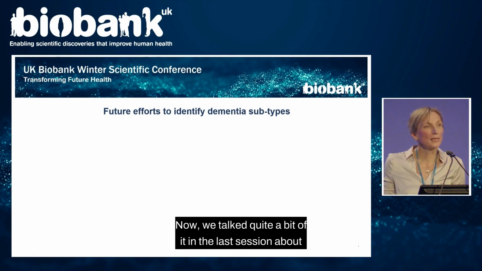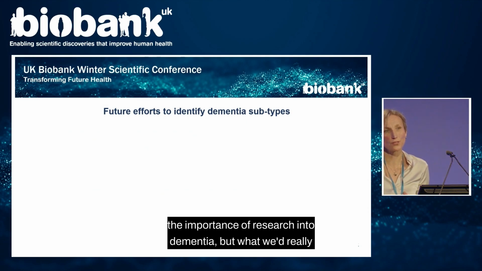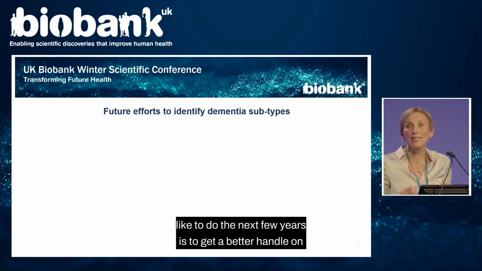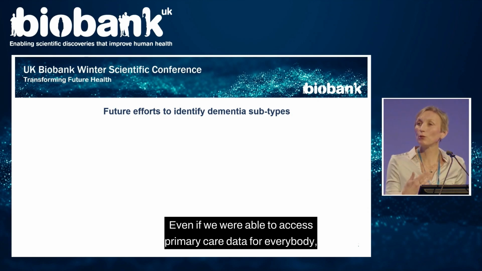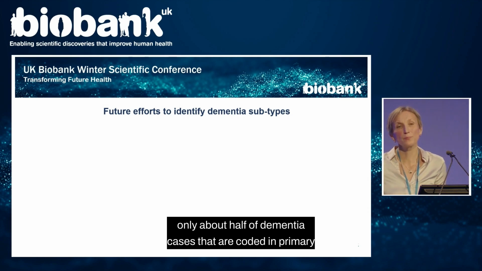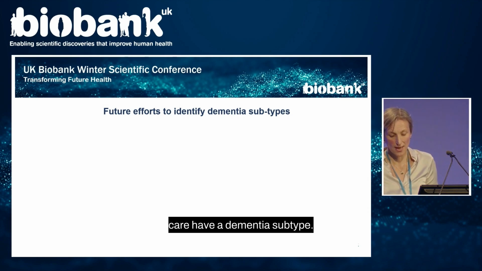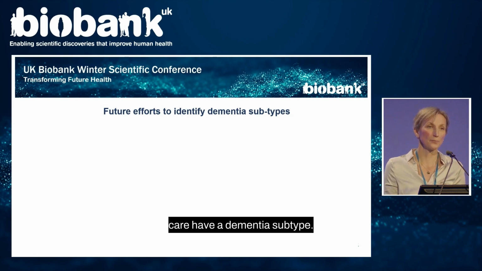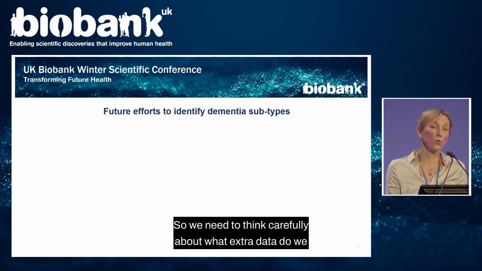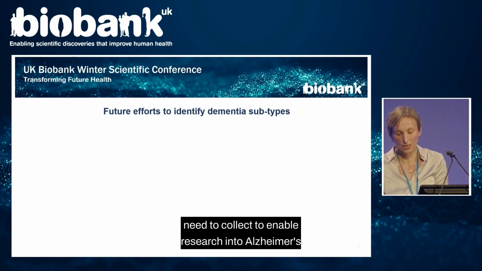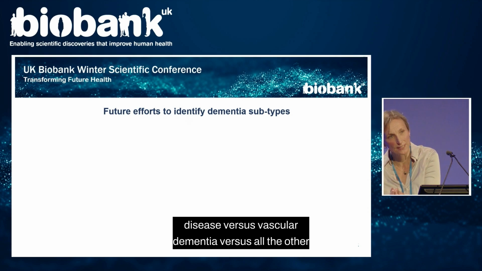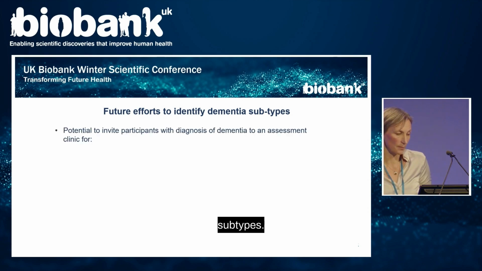Now, we've talked quite a bit in the last session about the importance of research into dementia, but what we'd really like to do in the next few years is to get a better handle on how to identify dementia subtypes. Even if we were able to access primary care data for everybody, only about half of dementia cases that are coded in primary care have a dementia subtype. So we need to think carefully about what extra data we need to collect to enable research into Alzheimer's disease versus vascular dementia versus all the other subtypes.